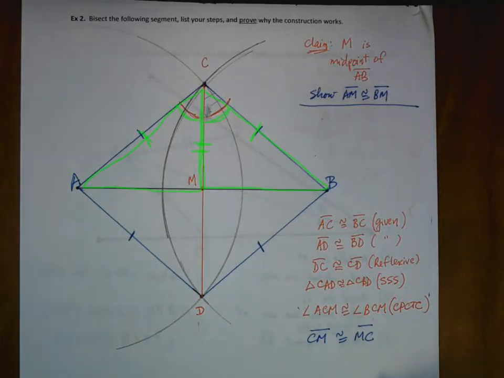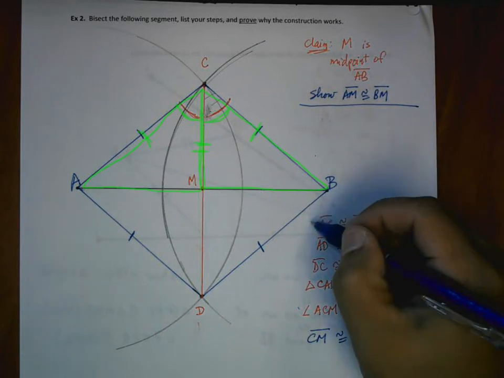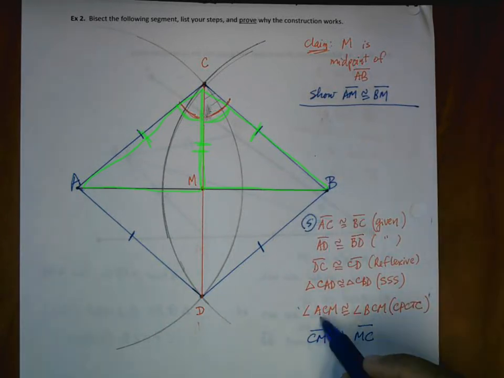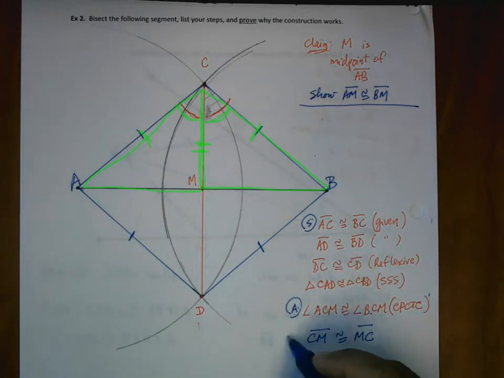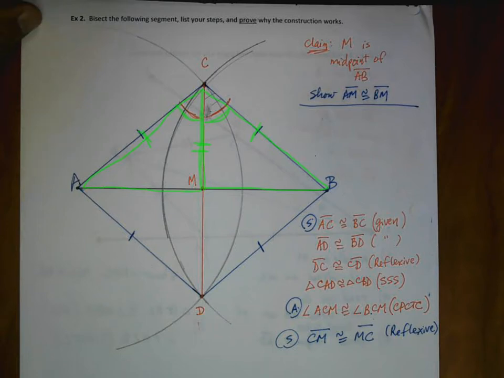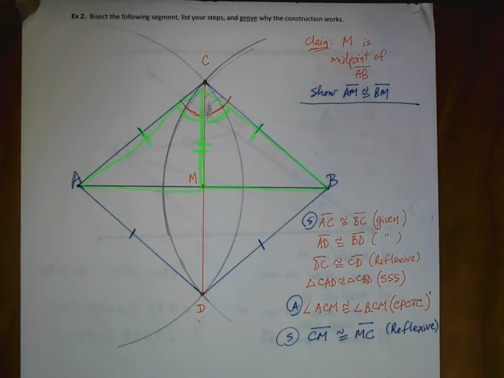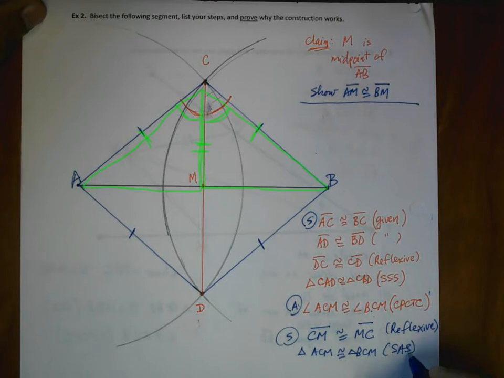I don't have to say too much because I've already said AC is congruent to BC above, so that actually gives me a side. ACM is congruent to BCM, so this gives me an angle. And now I have CM is congruent to MC, and this is the reflexive property. So that's enough for me to say that the two green triangles are in fact congruent with each other. So I can finish this by saying triangle ACM is congruent to triangle BCM by the side angle side postulate.